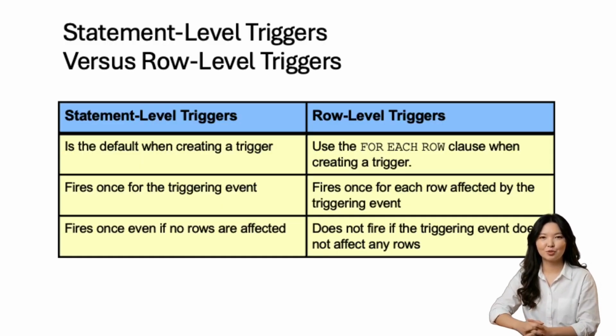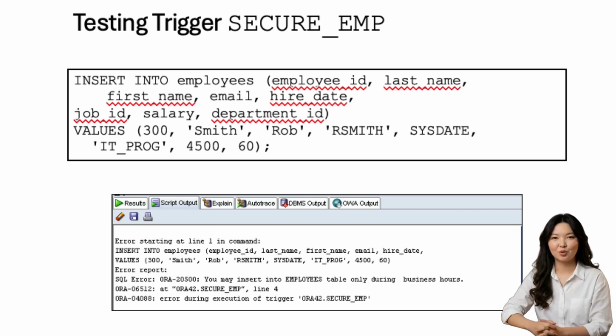Statement-level triggers execute once per triggering event, regardless of the number of rows affected. In contrast, row-level triggers require the for each row clause and execute for each affected row. Notably, statement-level triggers fire even if no rows are affected, whereas row-level triggers do not activate if no rows are impacted. Testing the secure ArchEMP trigger involves inserting a new employee record.